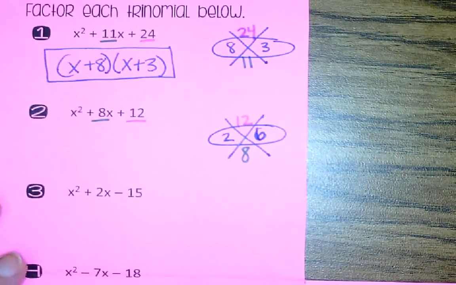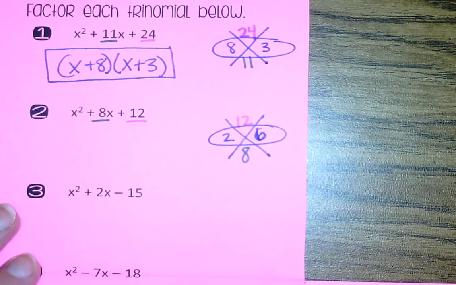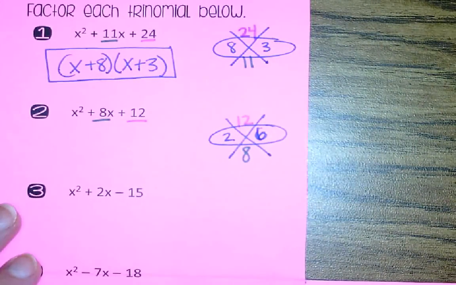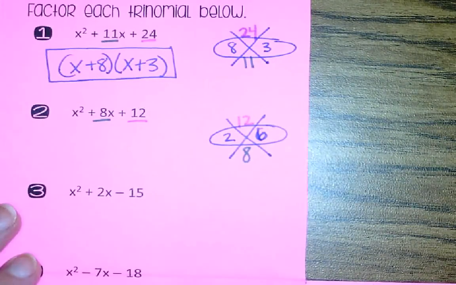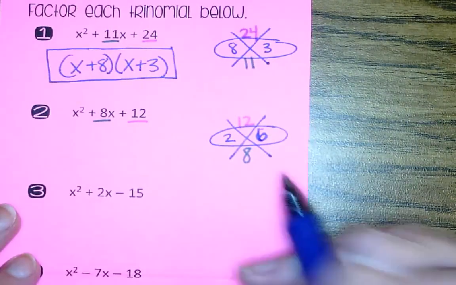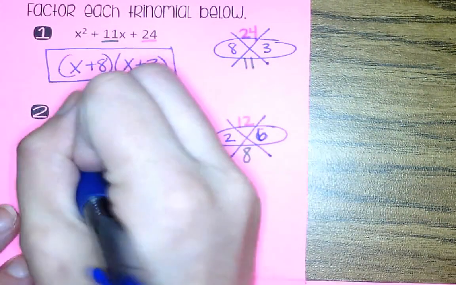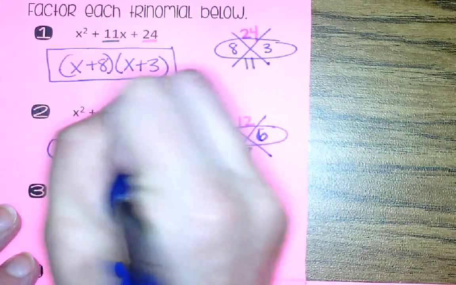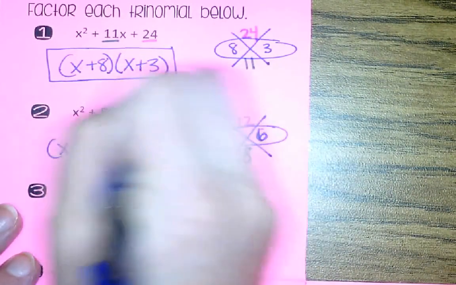All right, now with these smaller numbers, you could probably see these in your head. But when you start getting big numbers, sometimes I don't know all the factors of 294, and I need a little bit of help with that. And that's okay to use your resources there. So we have 2 and 6. So my two factors would be x plus 2 and x plus 6.